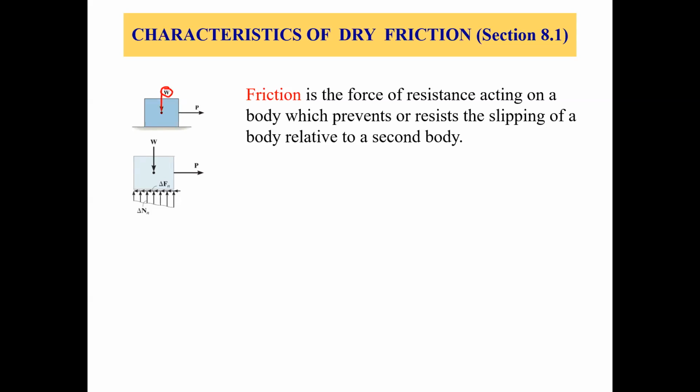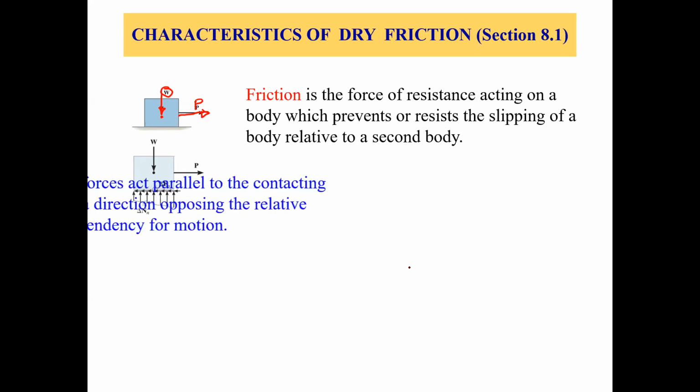acting vertically downwards through the centroid or center of gravity of this box. This is the applied force P, which is being applied to move this box against this surface. So these two forces are acting on this block: the weight of the block and the force P, the external force applied.